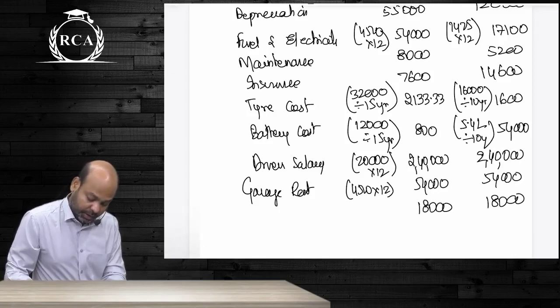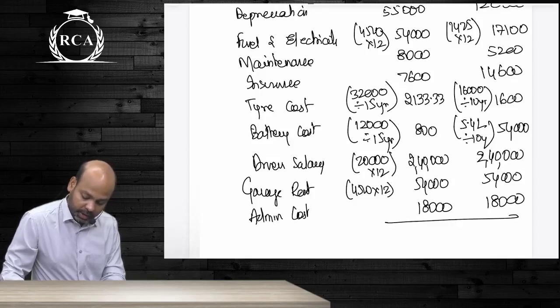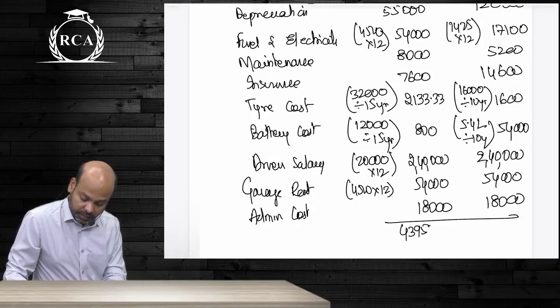Can you sum up all the expenses guys? 4,39,000. 533.33. This is annual cost.